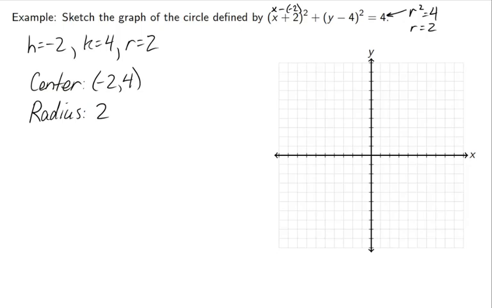So let's plot these points. -2, 4 is my center. And what I would do is the following. If the radius is 2, go in each of the 4 directions and plot the point at 2. Right 2, up 2, left 2, and down 2. And then you simply draw the circle that connects these together.